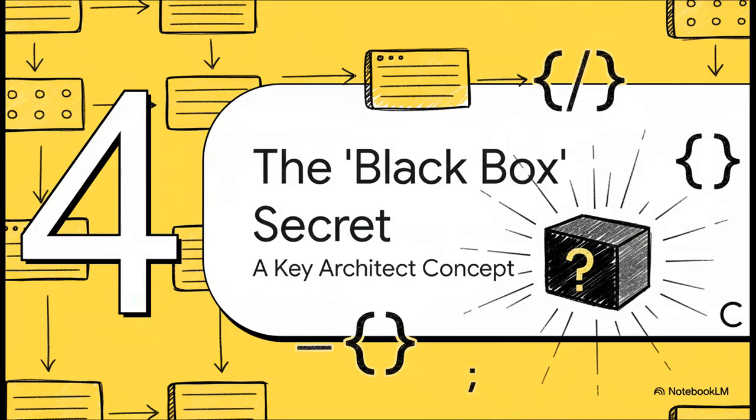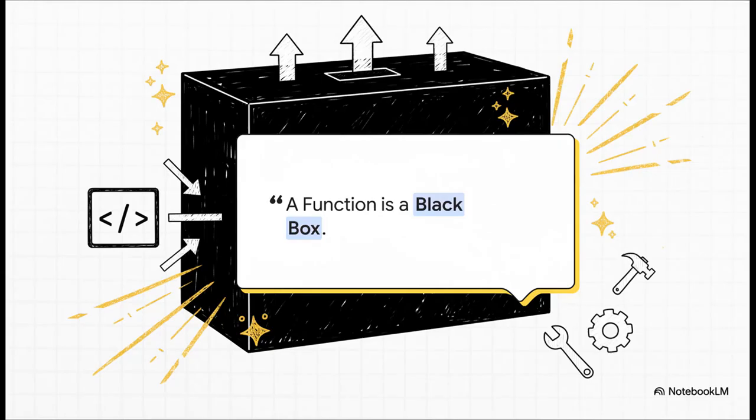Now, everything we've just done builds up to what might be the single most important concept you'll learn as a new software architect. Seriously, this one idea will fundamentally change how you think about programming. So here it is, the big secret. A function is a black box. That's it. That's the golden rule.